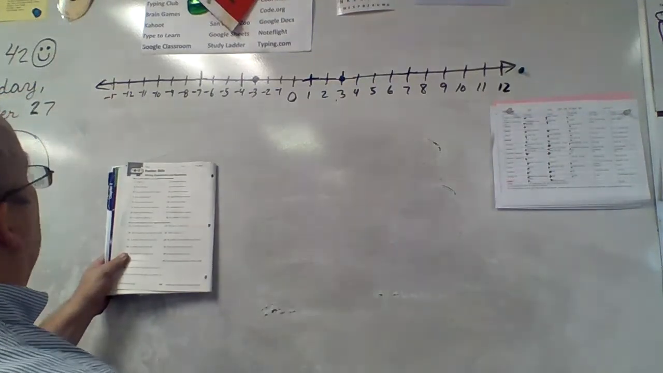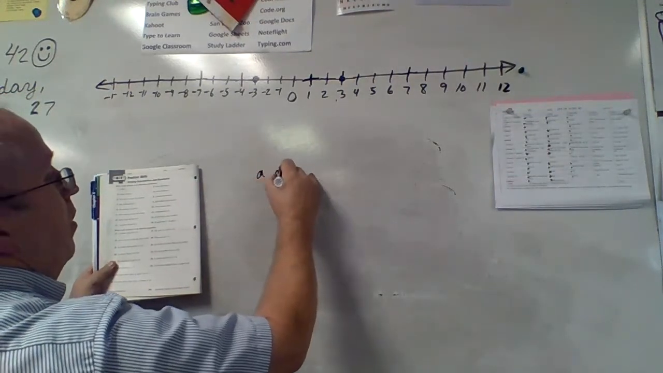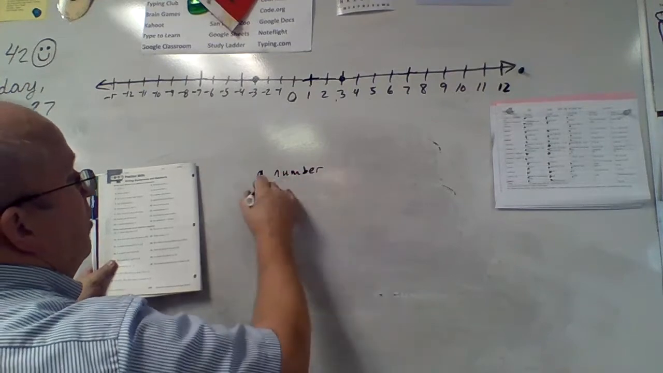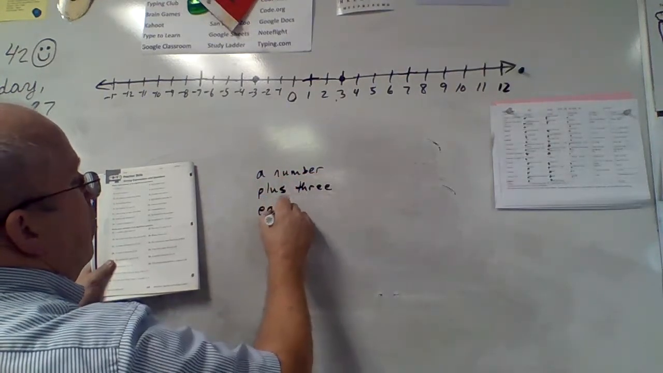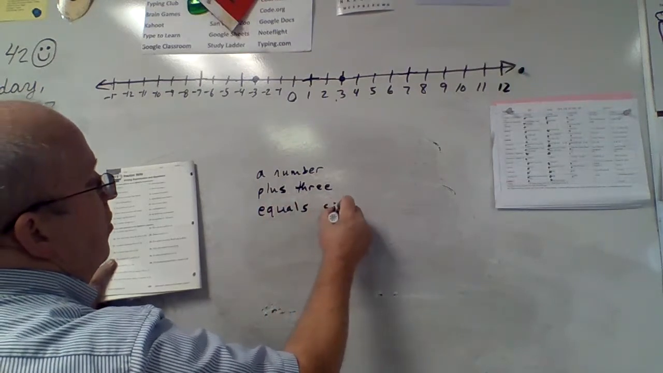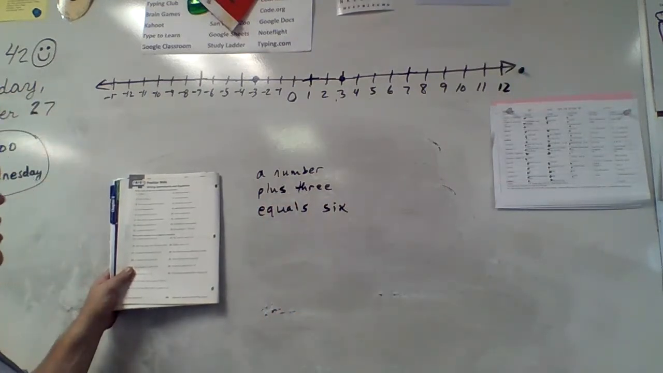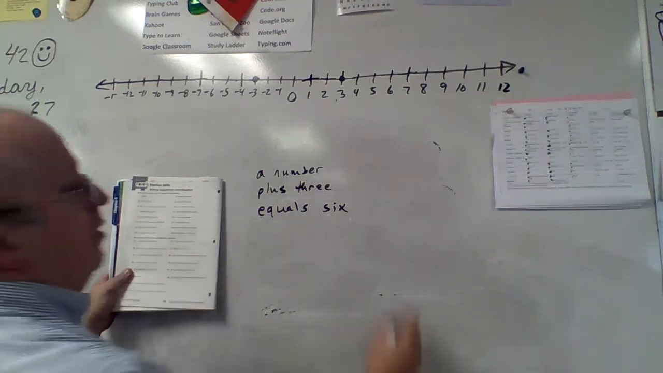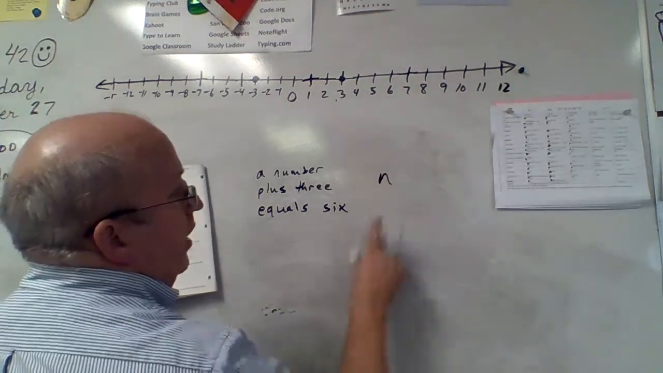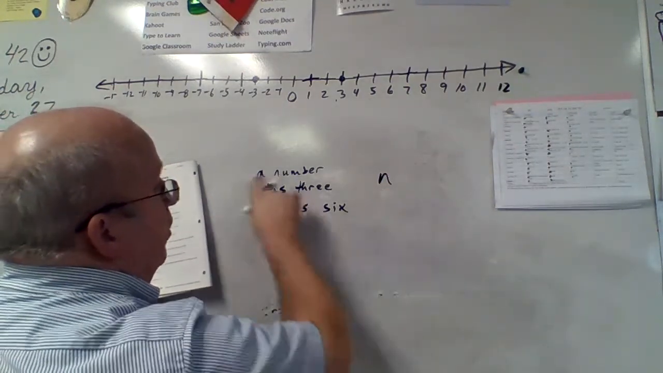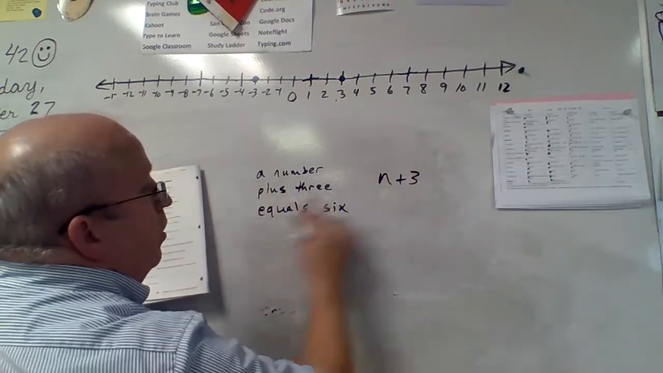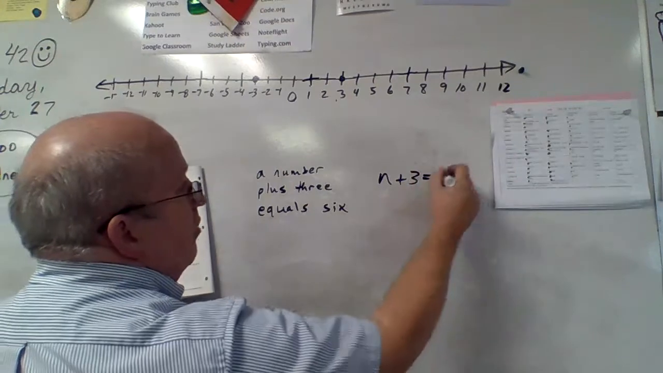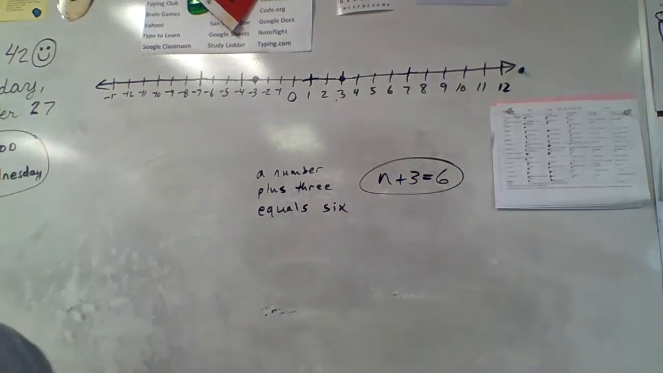What if I wrote something like a number plus 3 equals 6? A number plus 3 equals 6. How would I write that? A number, n, a variable, because we don't know what it is, plus 3 equals 6. Done. A number plus 3 equals 6.